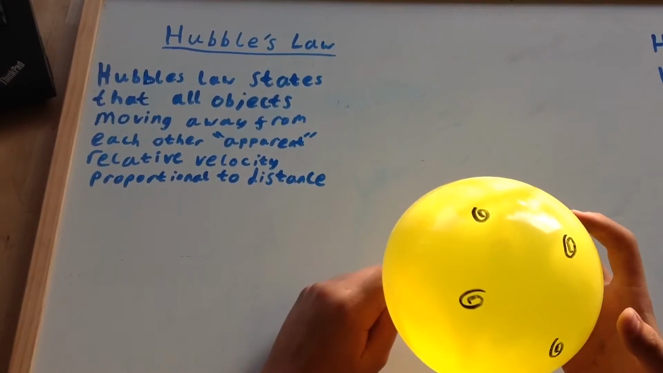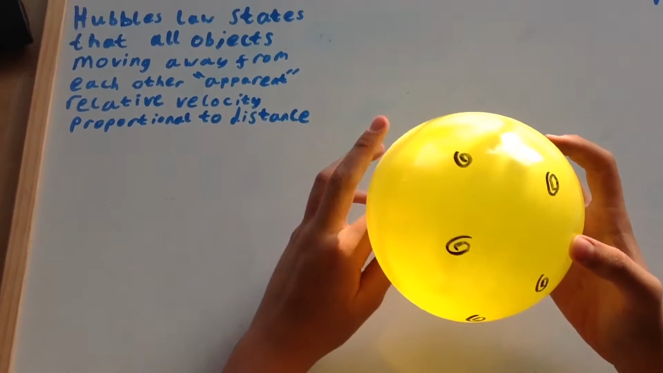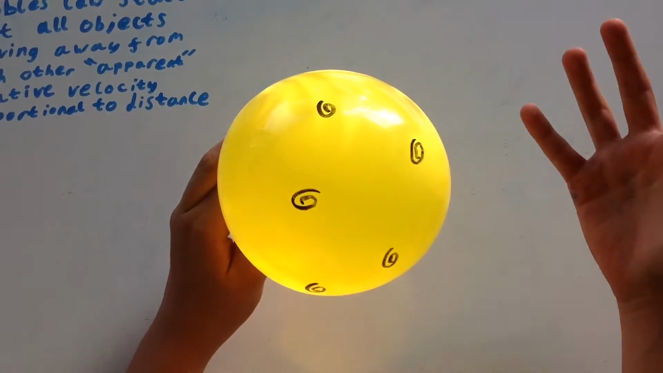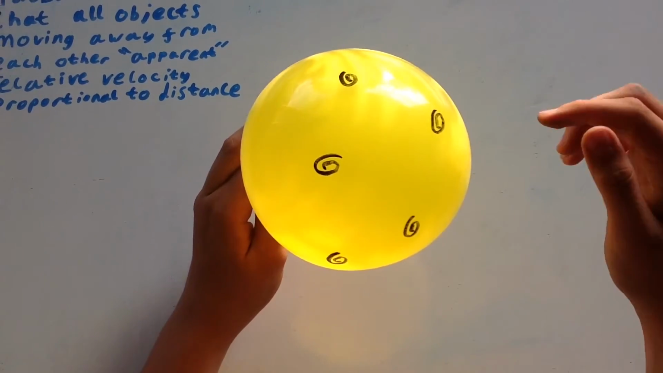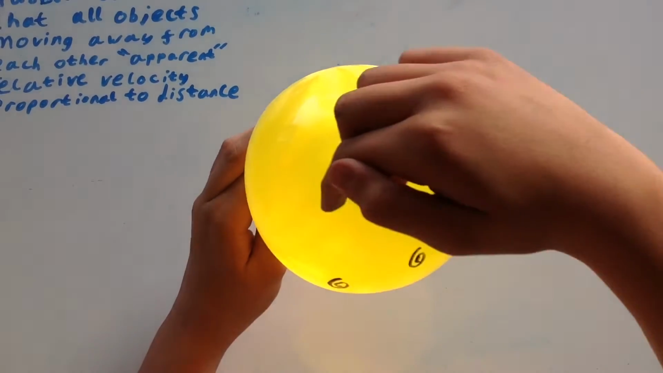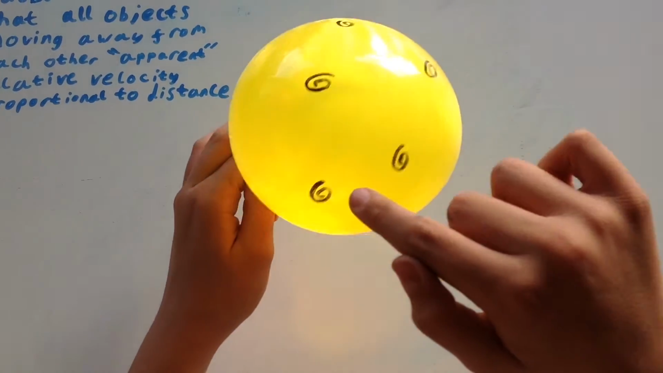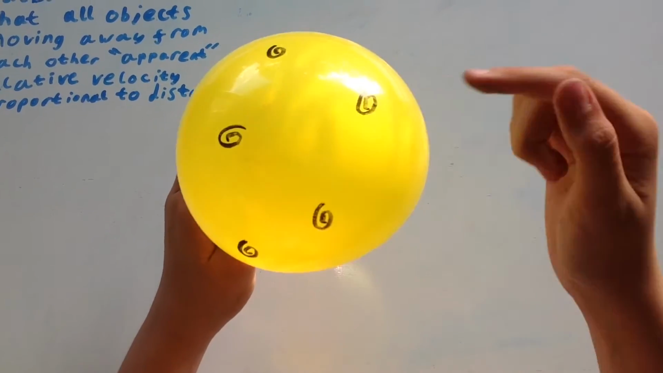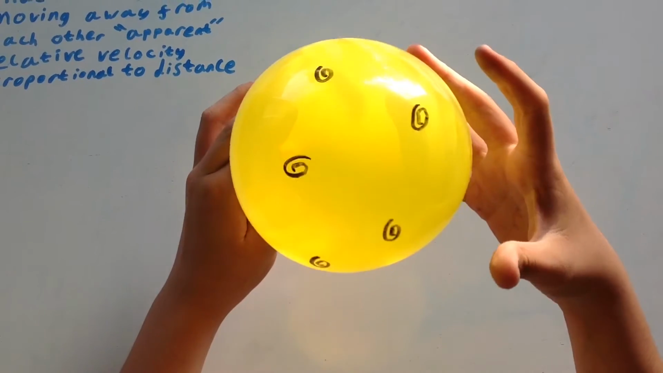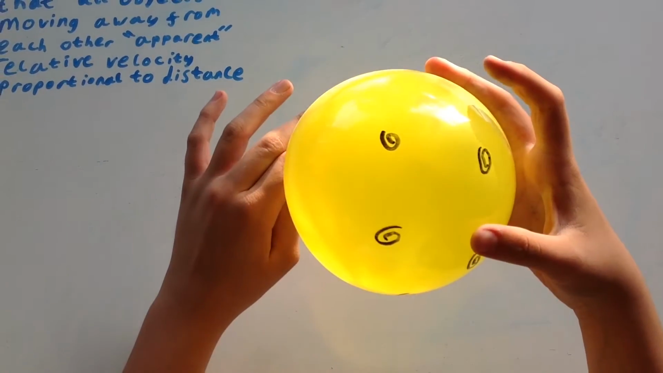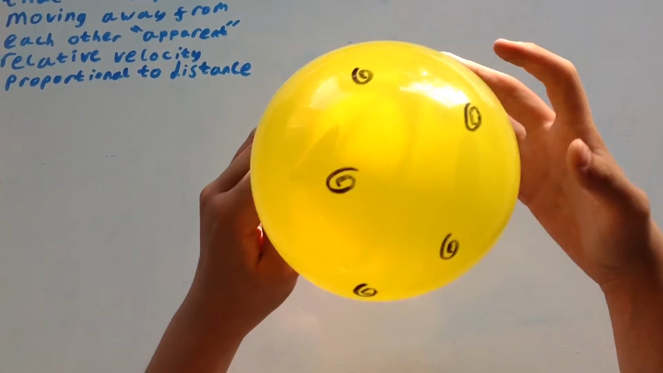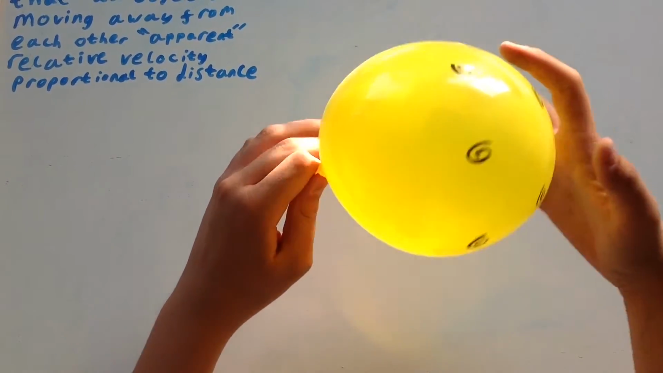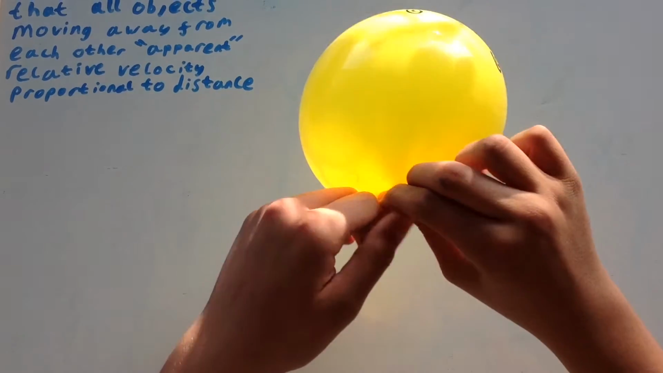Okay, so I've prepared this balloon as a visual aid to show Hubble's law. On this balloon I've drawn different galaxies. Here, here, here, and here. As I blow this balloon up, these galaxies will move further and further away from each other. This is exactly what Hubble's law is, demonstrated on a balloon, of course.